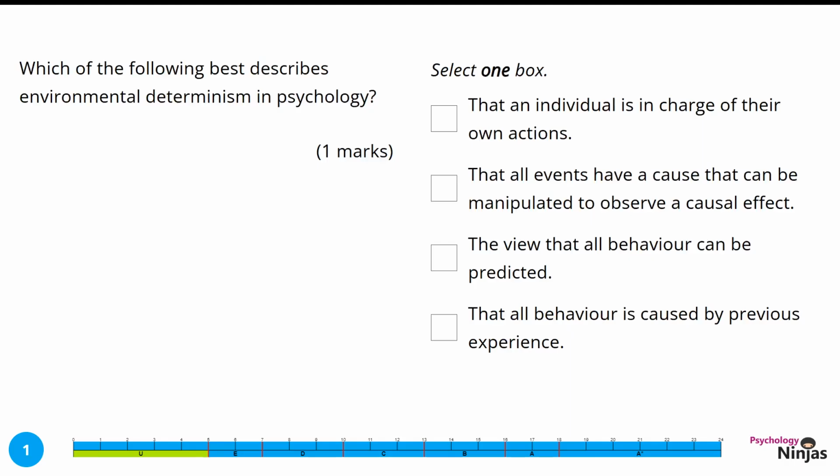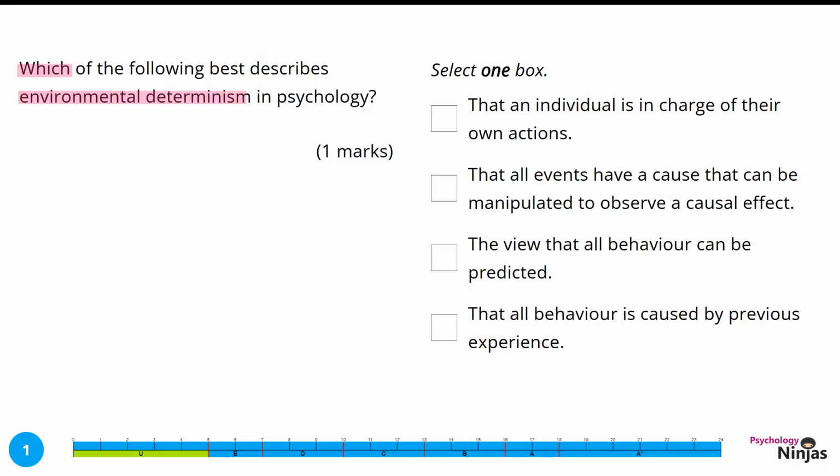Which of the following best describes environmental determinism in psychology? 1 mark. The command word here is which, or to write which one best describes. You can just write the letter in your exam booklet, or you can tick it if it's a multiple choice question like this one is. We have some assumed psychological knowledge here in terms of environmental determinism. So not only what determinism is, but which one is environmental determinism.